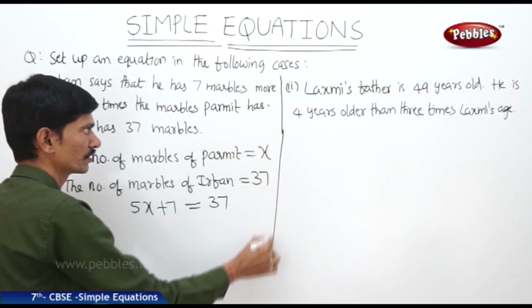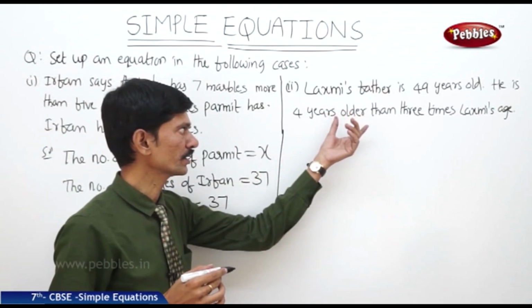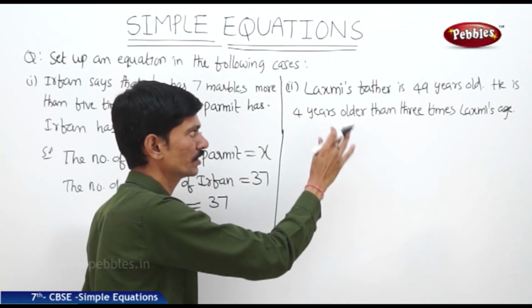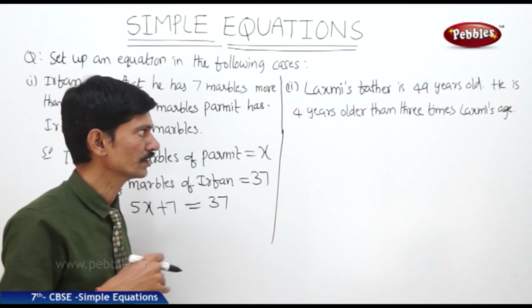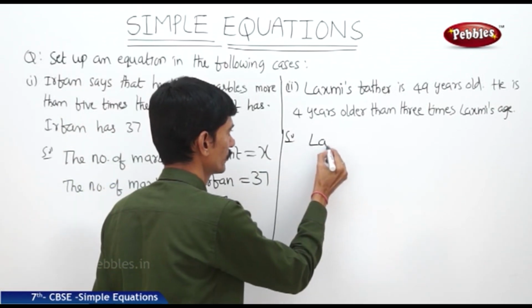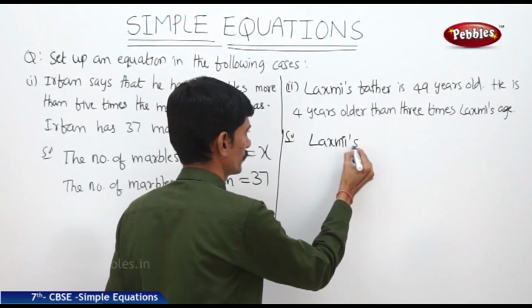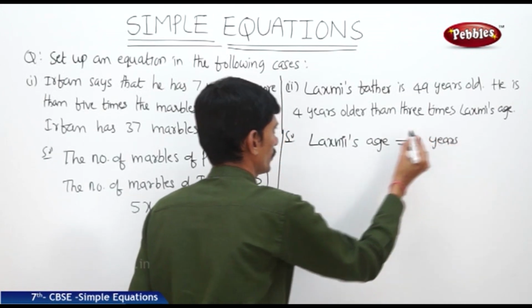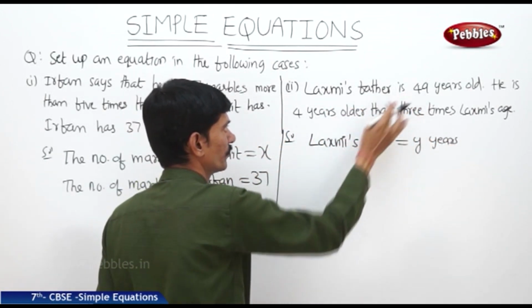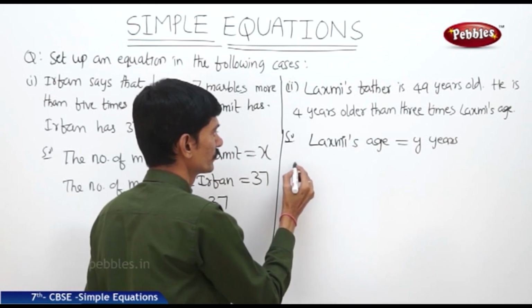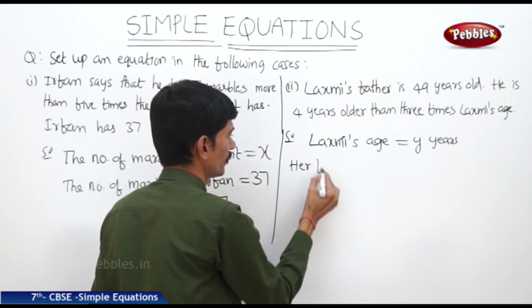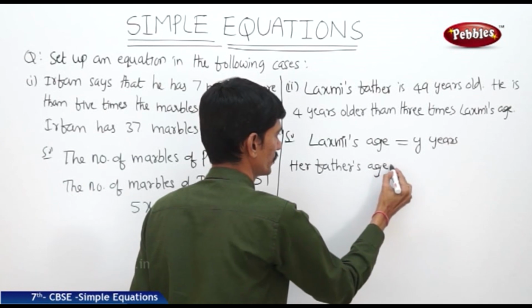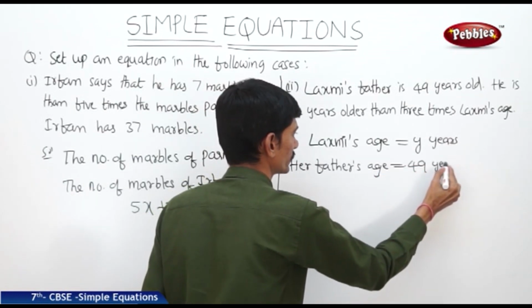Now let's take the second case, that is Lakshmi's father is 49 years old and he is 4 years older than 3 times Lakshmi's age. Now first let us take Lakshmi's age to be y years. Now what is her father's age? That is given, 49 years old. So her father's age equals 49 years.